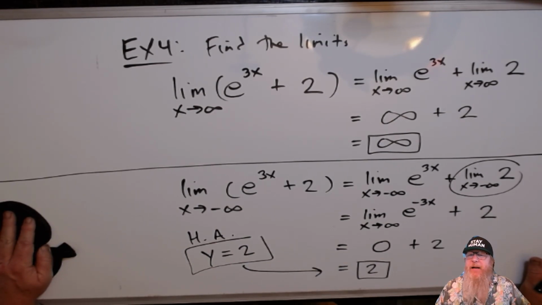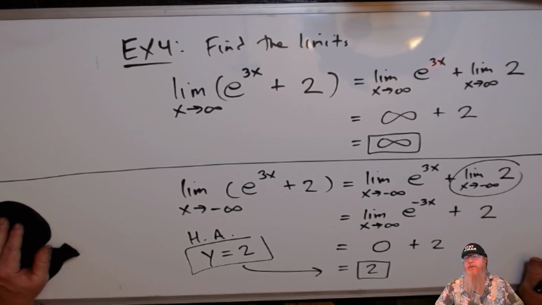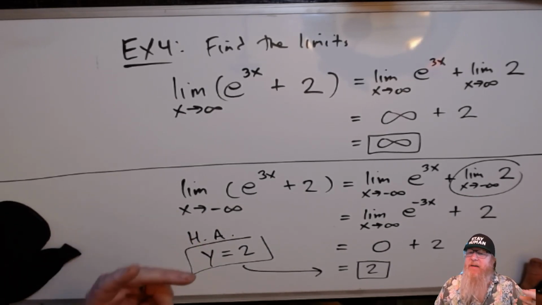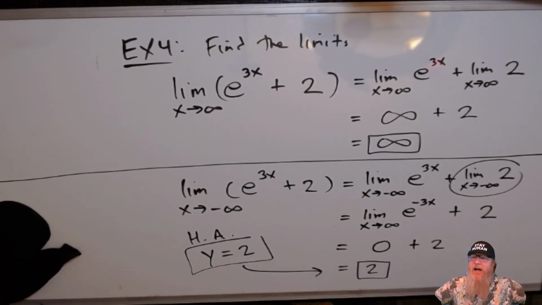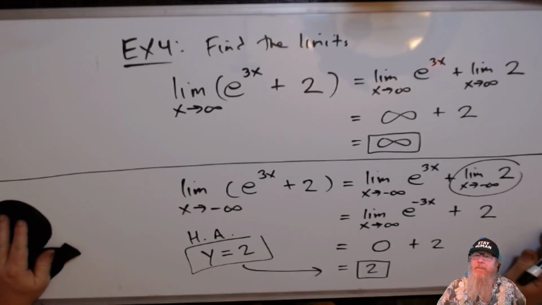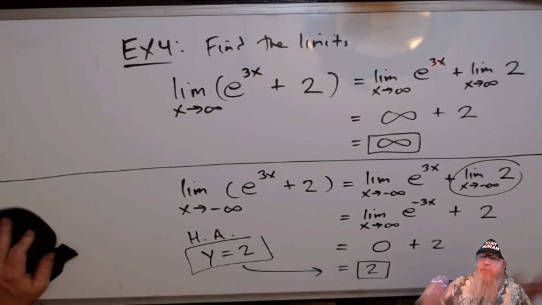Digest that for a minute. I'm not going to draw the graph. The graph would look very much like the graph that I previously drew, except the dotted line, instead of going through the origin, would go through y equals 2. But the basic shape would be the same shape.